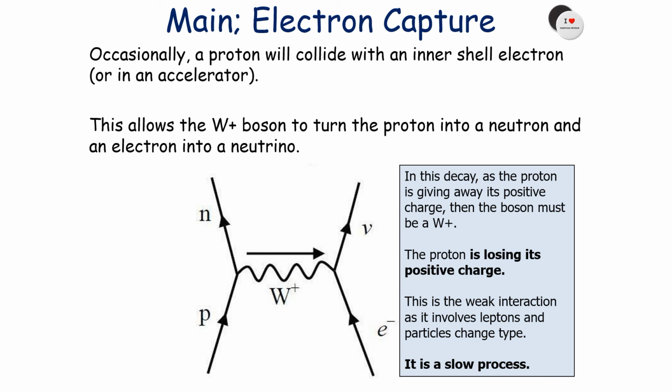Okay, so what's happening in this decay? A proton is giving away its positive charge. It's going from a positive proton to a neutral neutron, so it must be a W plus, and it's a weak interaction as it involves leptons and particles change in type, so it's a slow process.